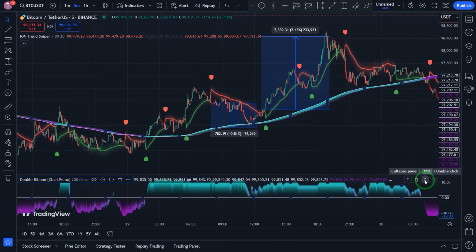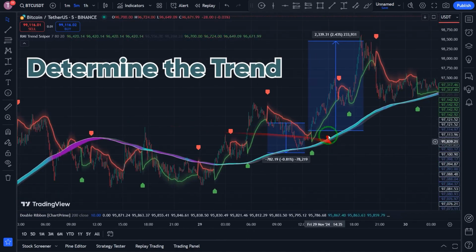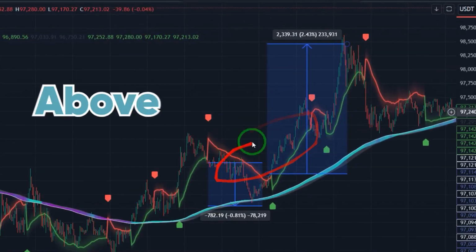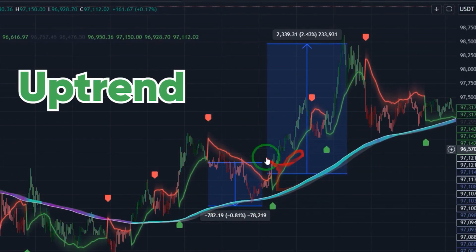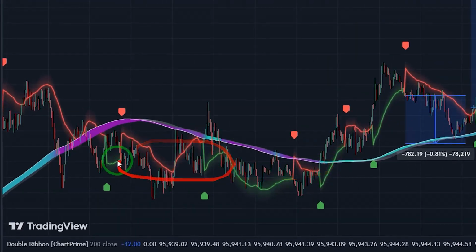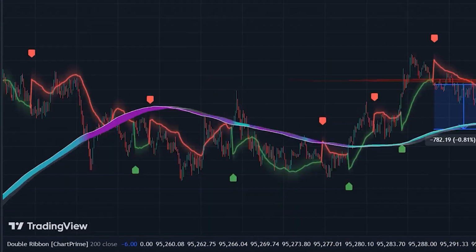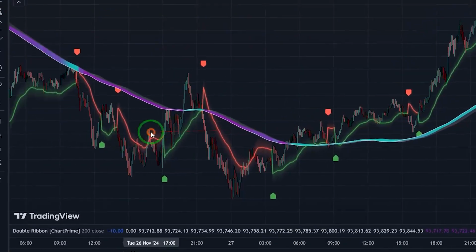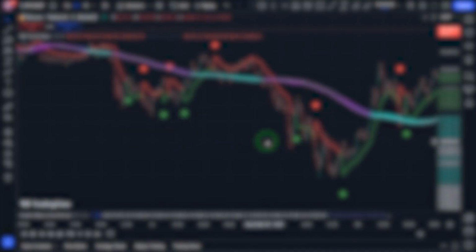Well, the settings are done, and you should know that we use this indicator to determine the trend. When the candles are above the main line of this indicator, we understand that we are in an uptrend. And when the candles are below the main line, we are in a downtrend. Now that we understand how these two indicators work, it's time to combine them and build our strategy for today.